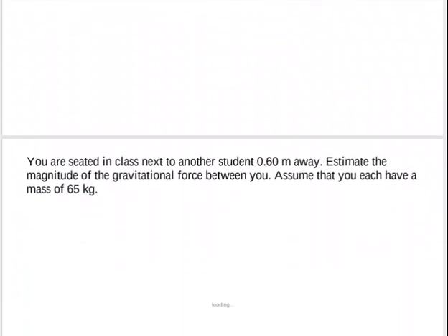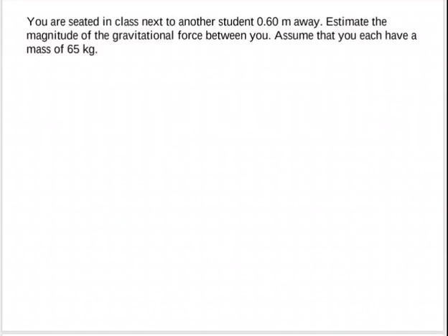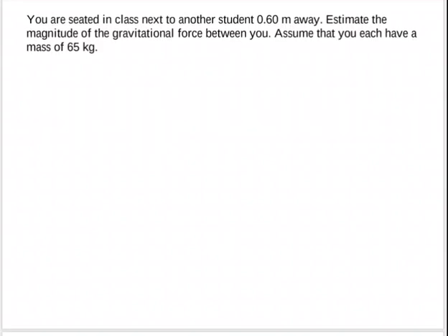Now we're seated in class next to another student, 0.60 meters away. That's pretty standard for our tables right now. Estimate the magnitude of the gravitational force between you. Assume that you each have a mass of 65 kilograms. So that's around 140, 150 pounds. So we need to figure out the gravitational force. Estimate the magnitude of the gravitational force between you.